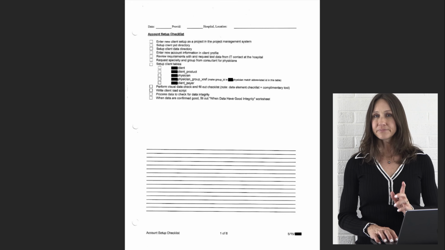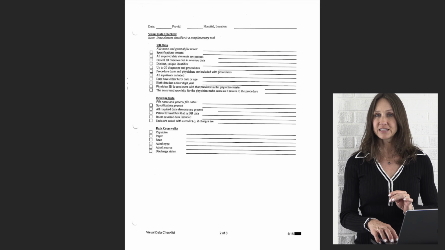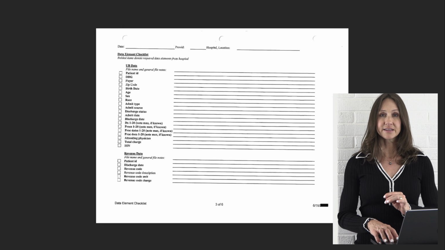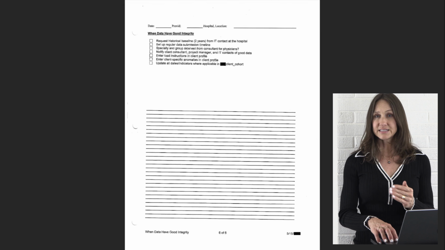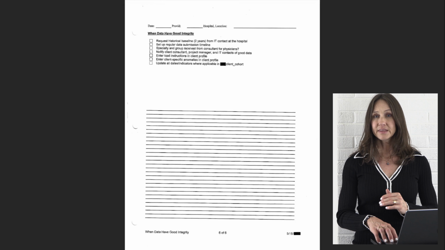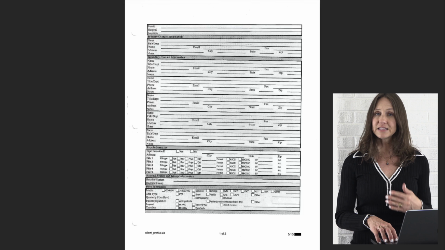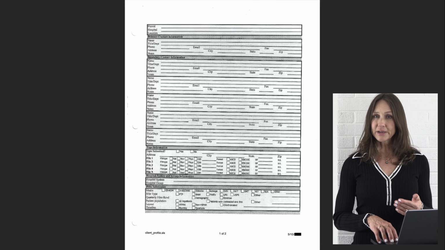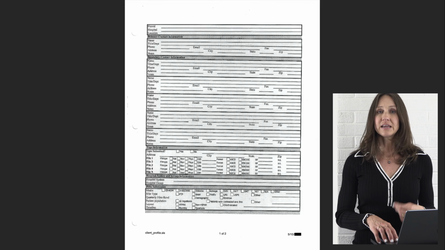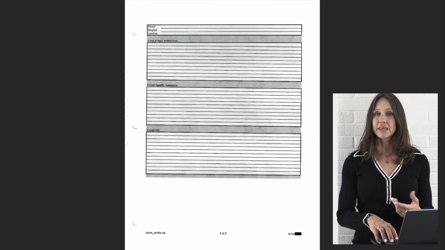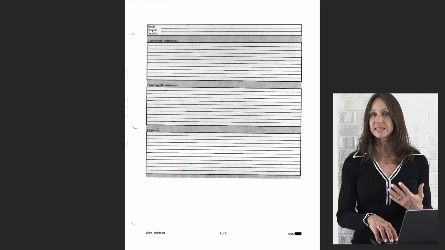So I will scroll through a sample of my work. This is the account setup checklist, the visual data checklist, and other supporting checklist for the client setup. A worksheet when data have good integrity, and the client profile with information relevant to the client at that time, such as comprehensive contact information, data file information, the hospital system and group information, comprehensive data submission information, and client-specific load processing instruction, anomalies, and comments in general.